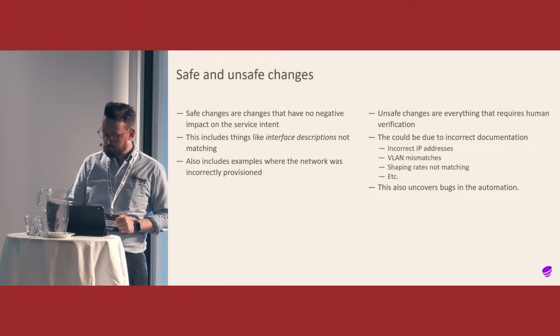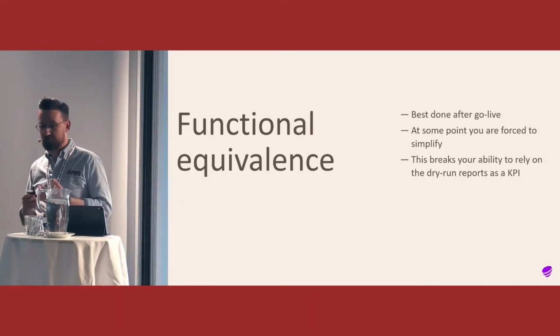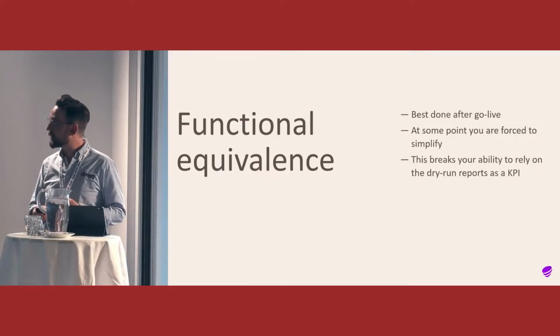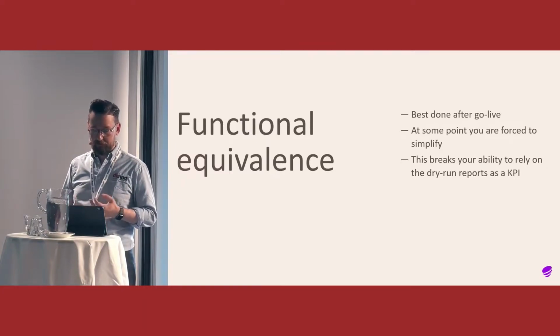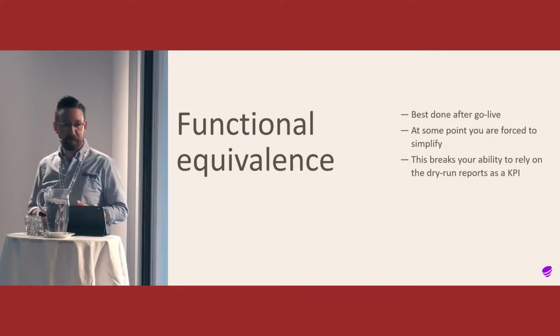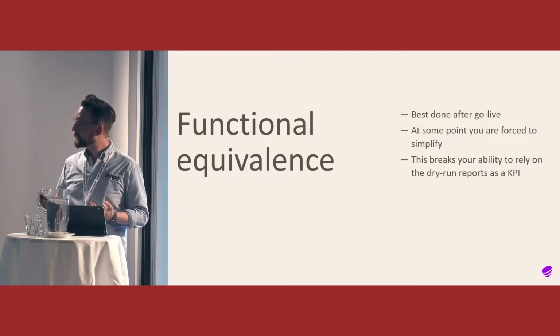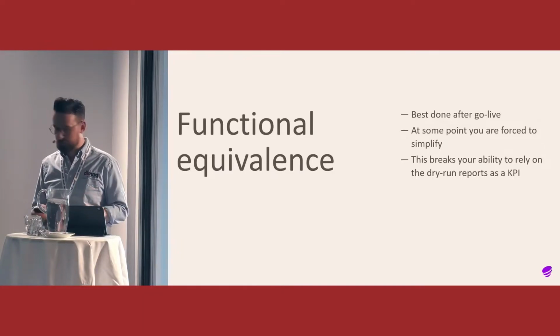So once we have a high enough percentage of safe changes, we can go live. But once we've gone live, we can start to look at these functional equivalences. We can start looking at what we can change in the way we produce output to make it more automation friendly, to make it more readable or consistent or correct. But once we do this, we cannot do the dry runs anymore. We cannot get the statistics going anymore. We will just get a lot of false negatives, and we can't use it as a KPI.